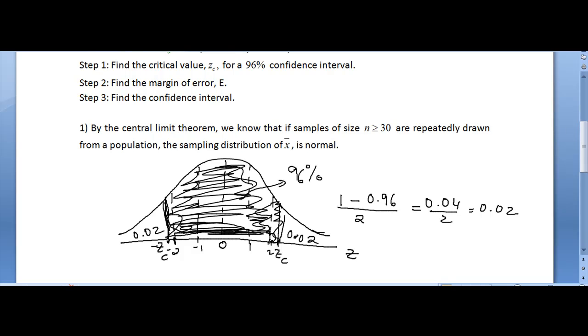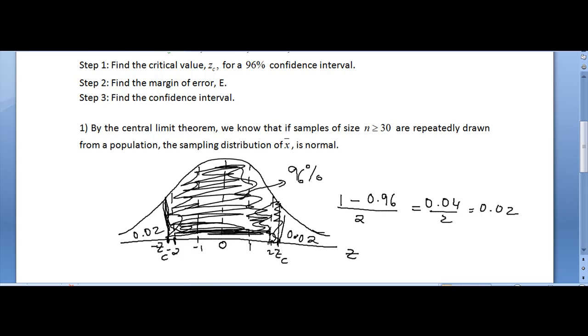Note that I have drawn minus ZC and plus ZC beyond the second standard deviation mark. Because we know that in any normal distribution, 95% of the area falls within 2 standard deviations. And we want 96% of the area, so the ZC and minus ZC have to go beyond the second standard deviation mark.